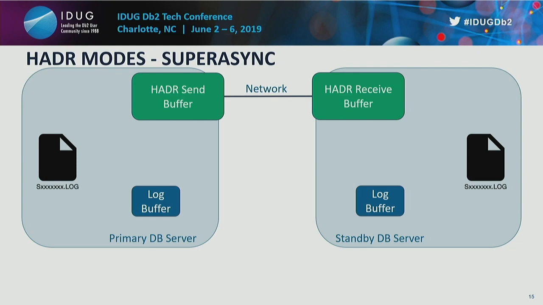Finally, super async, and this is the only synchronization mode available for any auxiliary standbys, so those standbys that are in a different data center. Those DR standbys, super async is currently the only mode available for those standbys. Super async, the commit comes in, it is written to log on the primary, and it is considered complete. So that looks exactly like it looks when we have no HADR involved at all. So super async is the only one where we have no risk of performance impact added by HADR.